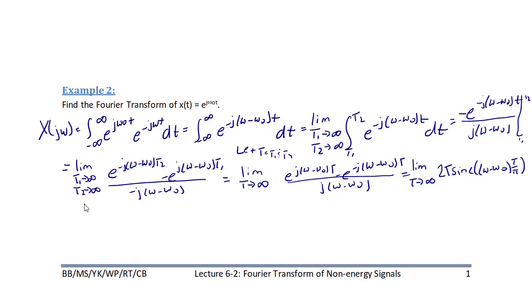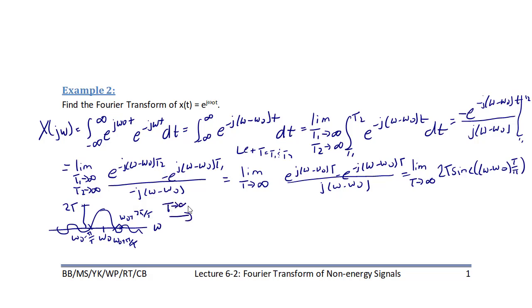So here, if I sketch a sinc at omega naught with an amplitude of 2t, the zero crossings, the first one would be omega naught plus pi over t. The next one would be omega naught plus 2 pi over t, and so on. The zero crossing over here would be omega naught minus pi over t, and so on. And then as the limit as t goes to infinity, this becomes narrower and narrower.